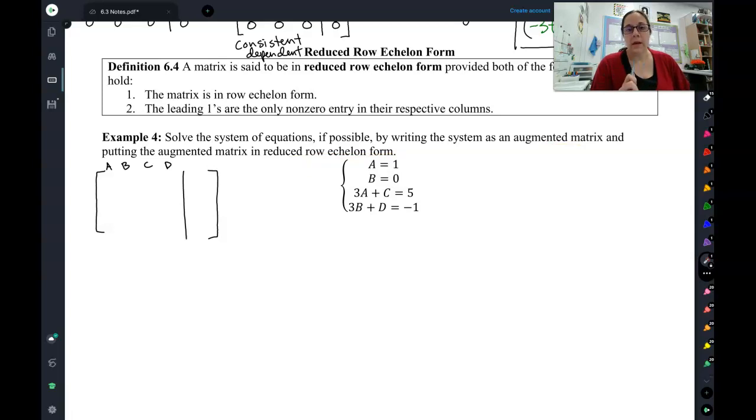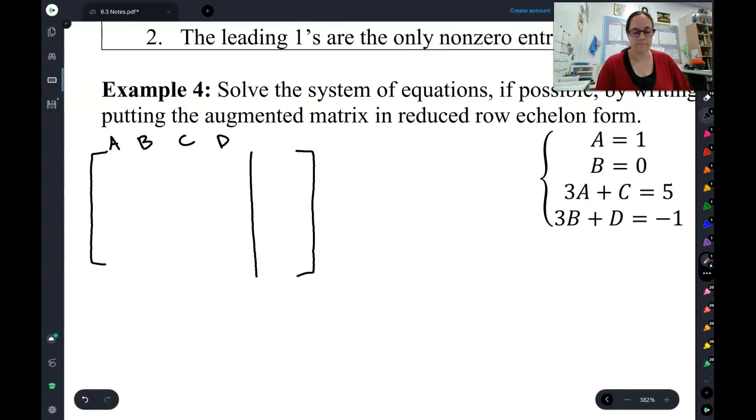This is important. On your test, in the instructions, it will tell you what method you need to use to solve the system of equations. If you do not use that method, I will only give you 1 point for the problem if you get the correct answers. 1 point for the right answers, no points for any work. So if it's a 5-point problem, I will give you 1 out of 5 if you get the answers right. So it's very important to read the instructions and follow whatever method the instructions tell you to. So this one says to write it as an augmented matrix and get it into reduced row echelon form.